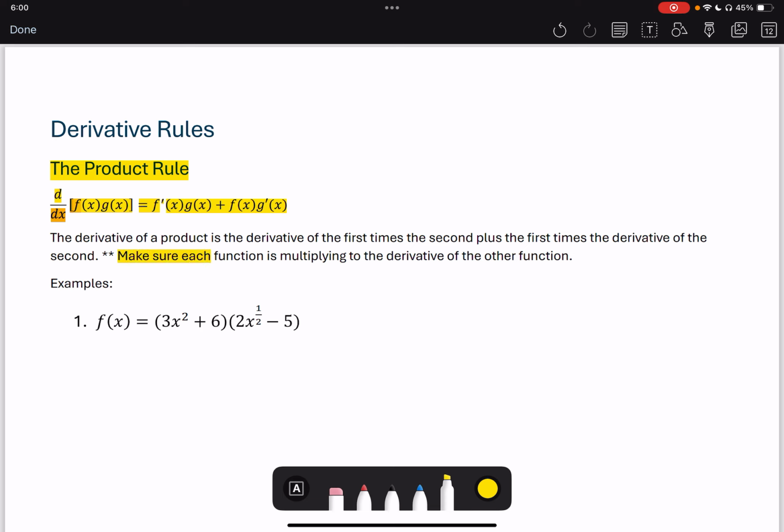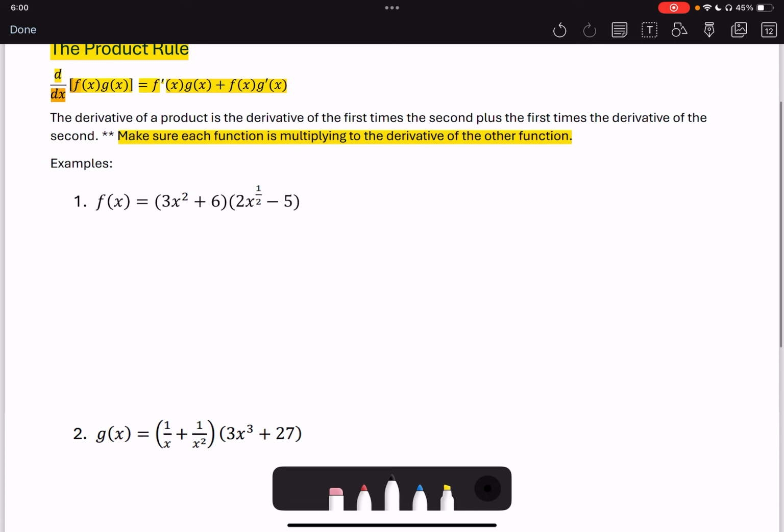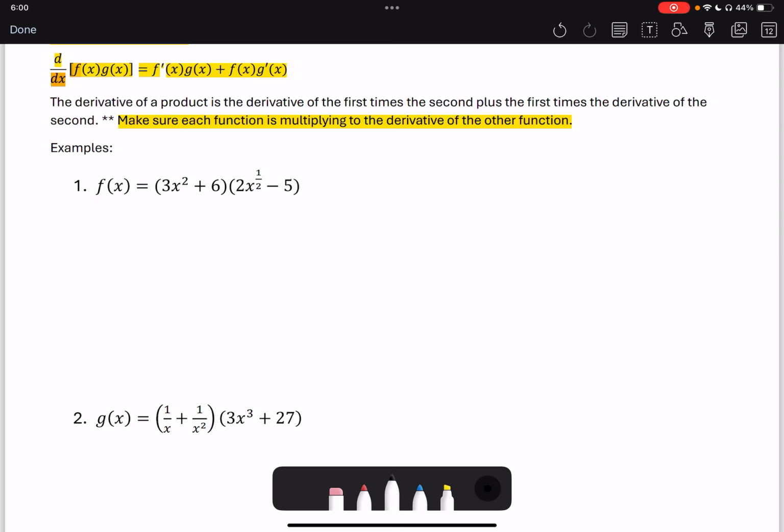What I like to tell students is just make sure each function is multiplying to the derivative of the other function. Let me show you what I'm talking about here. So in our first example, with this f of x function right here, we have a product, okay, and we have two things being multiplied together, two binomials, I should say, and we're going to think of this one as the first, and we're going to think of this one as the second, okay.